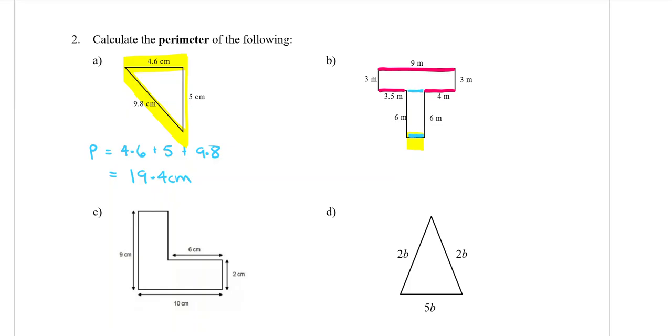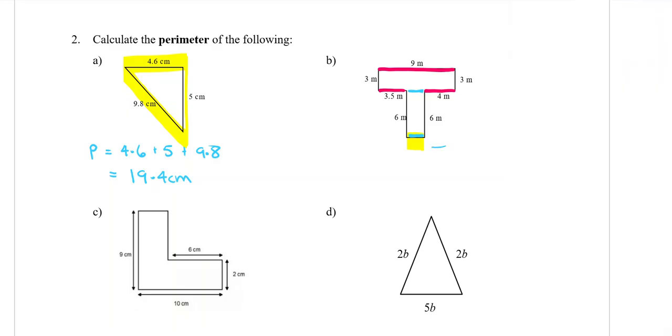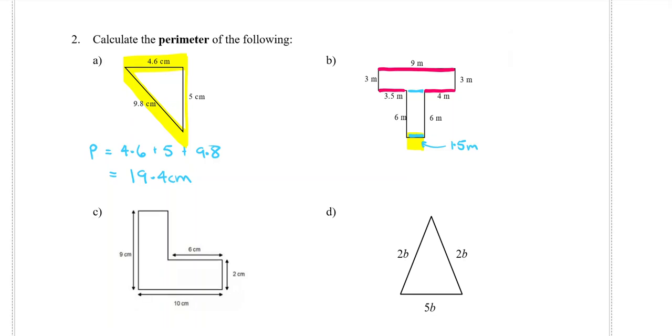So I need to subtract. I need to go 9 minus 3.5 minus the 4 to find out that that little gap is equal to 1.5 meters. Once you've made sure that you have got all of the sides, then you're going to go from the top and go round the whole shape and make sure you add them all up.